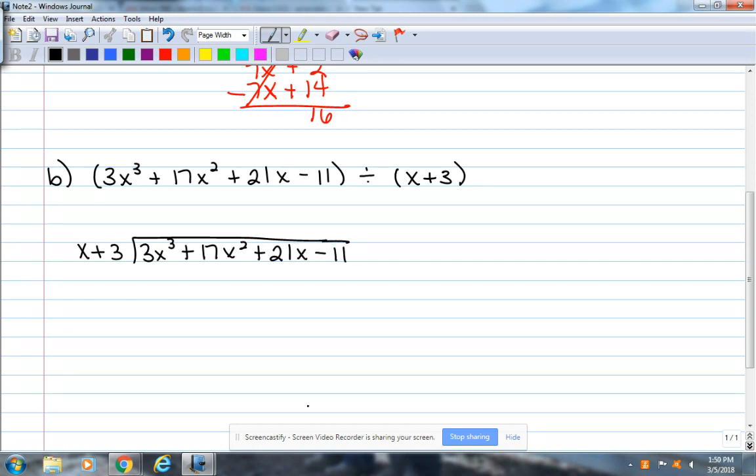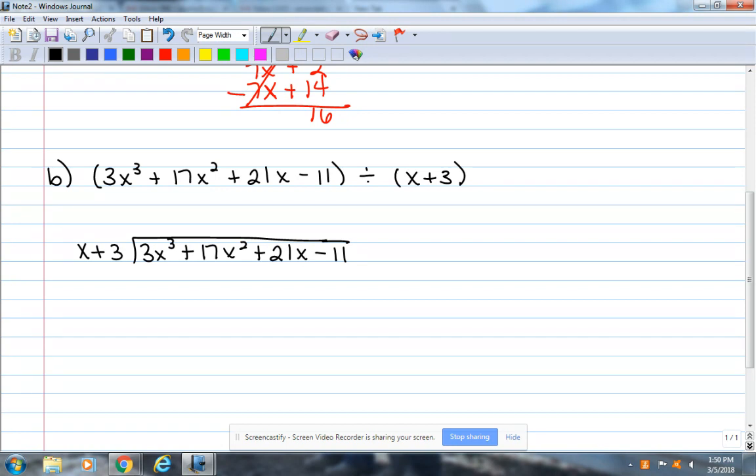Will there always be two different things to divide by, meaning x and 3, a binomial over there? No, not always, but for my purposes, yes. That's what I'm going to give you.